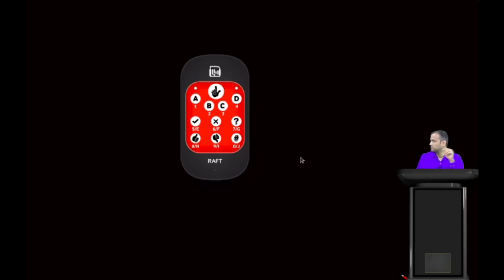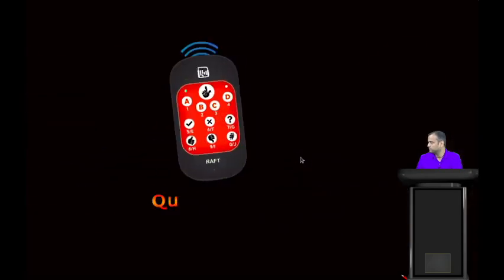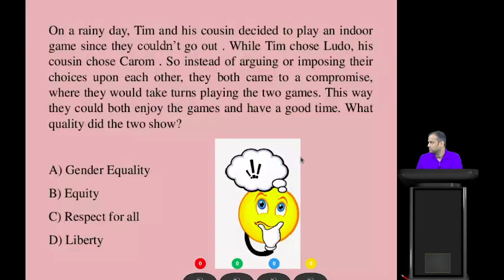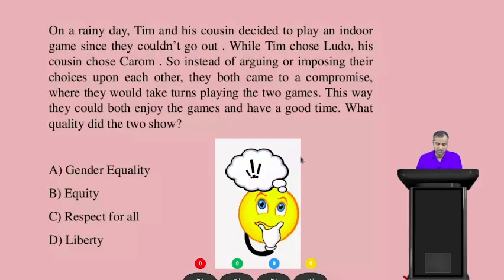Okay class, now question time for you. This is a feedback question, or a value based question. On a rainy day, Tim and his cousin decided to play indoor games. Okay, your time starts now. While Tim chose Ludo, his cousin chose Carom. Instead of arguing or imposing their choices upon each other, they both came to a compromise, where they would take turns playing the two games. This way they could both enjoy the games and have a good time.